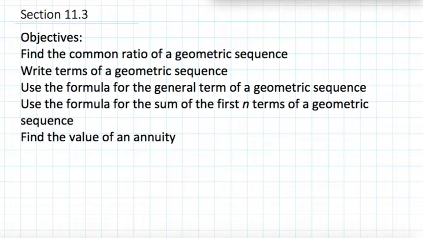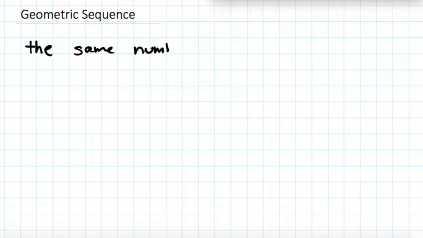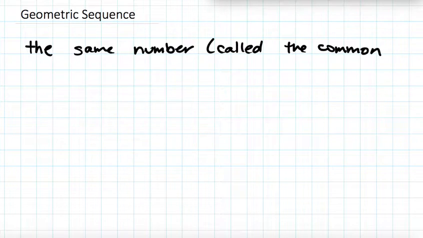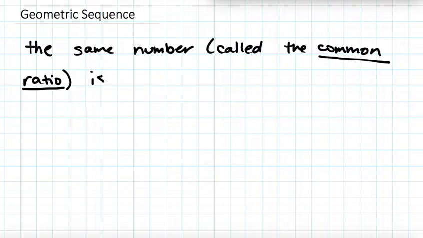So we're going to start by talking about what a geometric sequence is. And then the problems that we're going to do are going to be similar to the problems that we did for arithmetic sequences, but we're going to have a whole new set of formulas here. In a geometric sequence, the same number, which is called the common ratio for geometric sequences, is multiplied by each term to get the next term. If you remember, we had the common difference for arithmetic sequences.